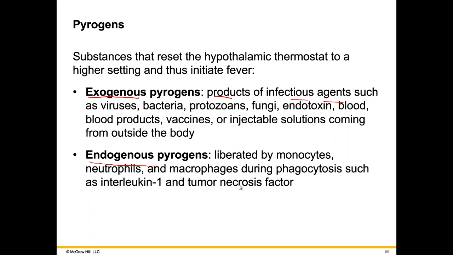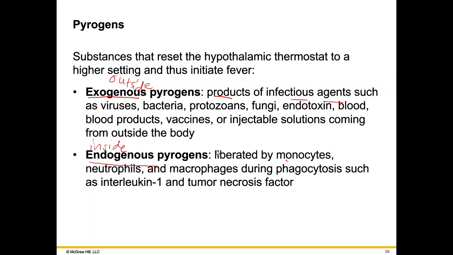Endogenous pyrogens are pyrogens, or chemicals that cause fever, that are liberated by monocytes, neutrophils, or macrophages during phagocytosis. So the difference, if you think about these terms, exo versus endo: exo means outside, exit, endo meaning inside. So the exogenous pyrogens are chemicals that are causing a fever that come from outside of the body.